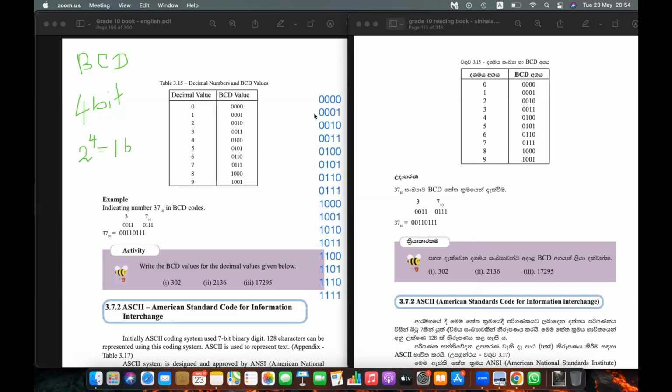Okay, you can write them like this: 0000, 0001, 0010, 0011 and so on. How many combinations altogether? There will be 16 combinations. So BCD is the way the signal is sent to the processor.